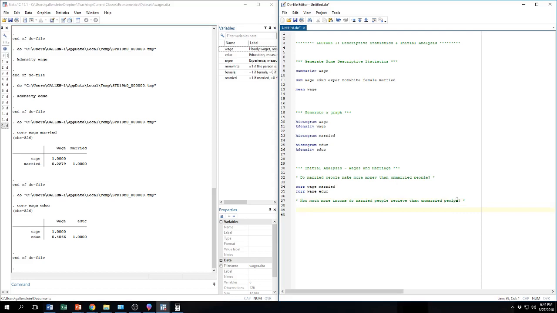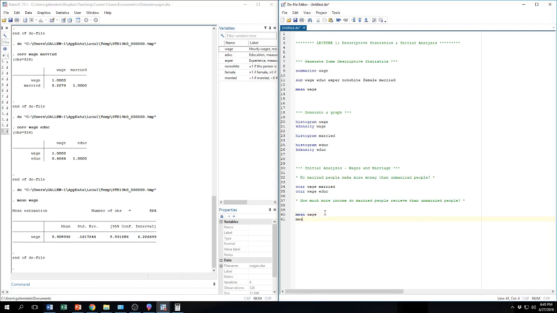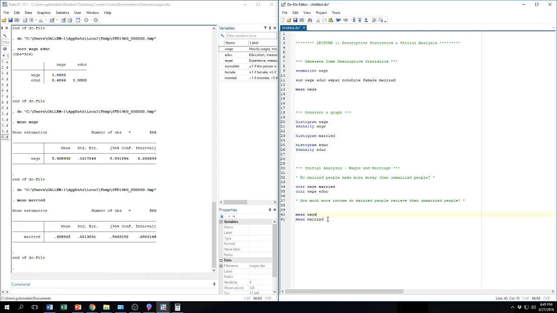All right. Well, let's do a conditional mean. Now remember, we did mean wage, and we did mean married. We've already done that. But now I want a conditional mean. I want to know what's the average wage for people that are married. Let's do that. Average wage if married equals, now if you're married, I want to know.